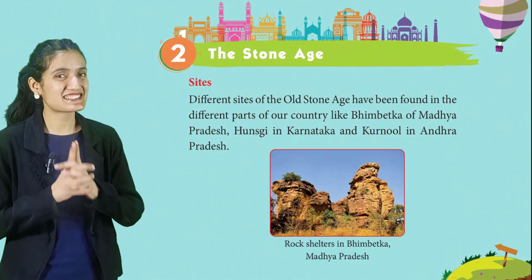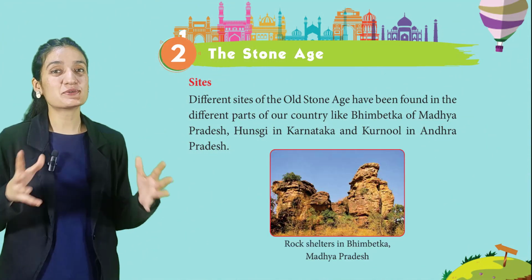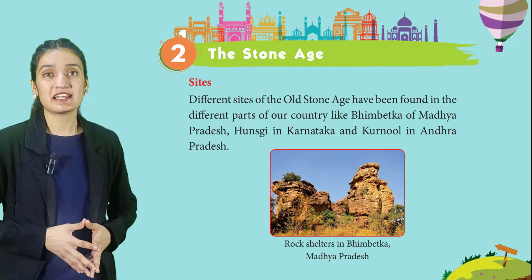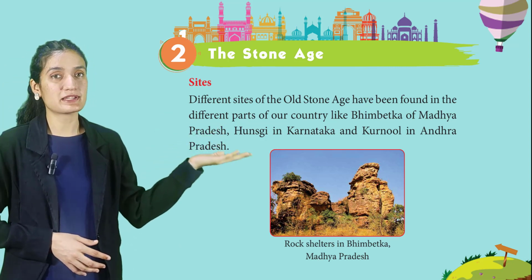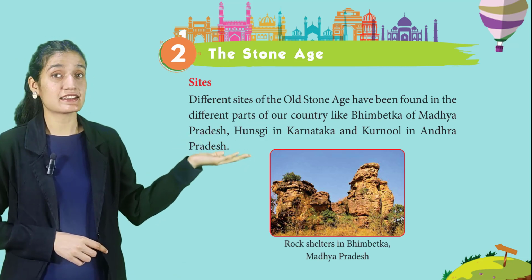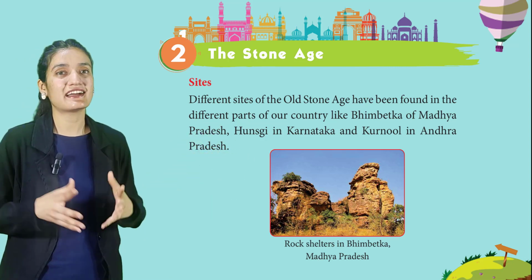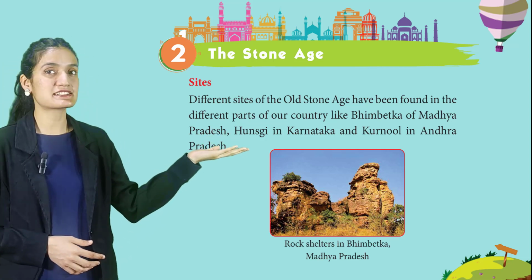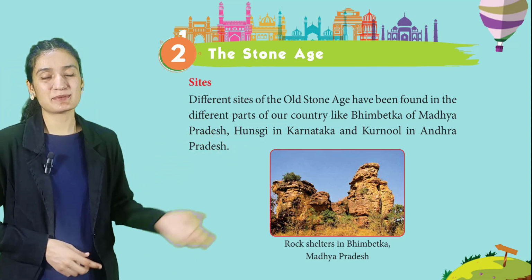Now next is sites. Different sites of Old Stone Age have been found in the different parts of our country like Bhimbetka of Madhya Pradesh, Hunsgi in Karnataka, and Kurnool in Andhra Pradesh. Here is the picture showing rock shelter in Bhimbetka, Madhya Pradesh.